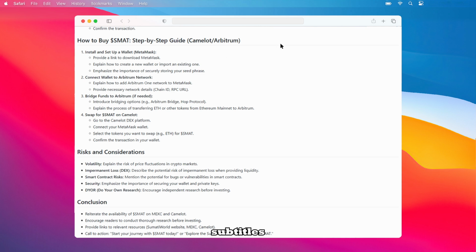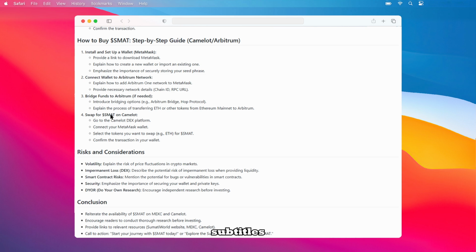Before you jump in, it's important to be aware of the risks and considerations. Crypto markets are known for their volatility, so price fluctuations are a real possibility. When providing liquidity on DEXs, you could face impermanent loss. Be aware of the potential for bugs or vulnerabilities in smart contracts. Always prioritize the security of your wallet and private keys. Most importantly, DYOR, or do your own research before investing.